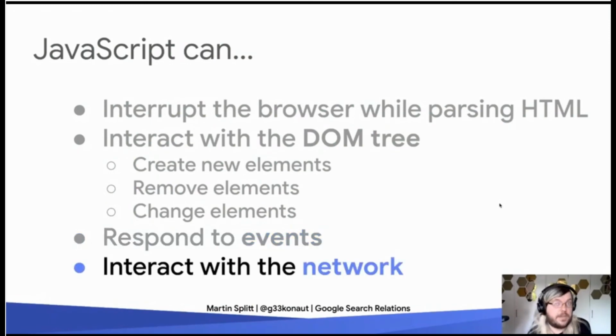It also interacts with the network a lot. So JavaScript cannot just work with what is already in the document tree or on the website. It can make calls to other websites. It can make calls to services and grab information and then do something with this information. For instance, again, creating elements or changing elements on the page.